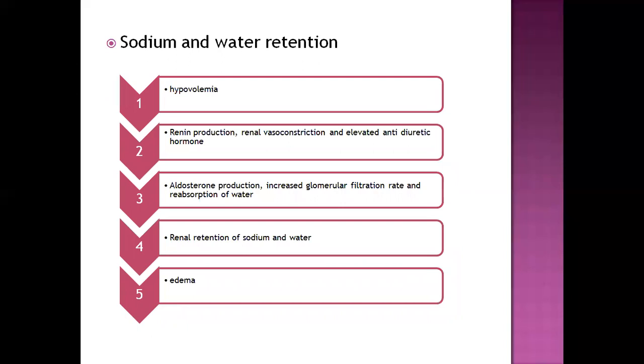Sodium and water retention can be another etiology. Whenever there is sodium and water retention, one of the effects can be hypovolemia, because of which the kidney produces a hormone called renin. There is renal vasoconstriction and elevated antidiuretic hormone. Aldosterone production comes after that, along with increased glomerular filtration rate and reabsorption of water. There is a renal retention of sodium and water that results in edema.